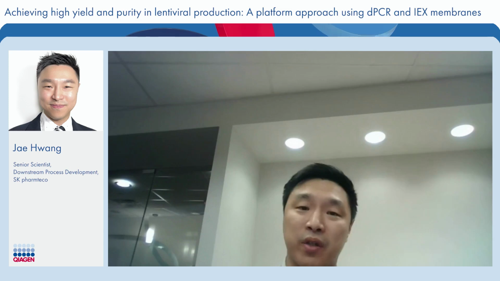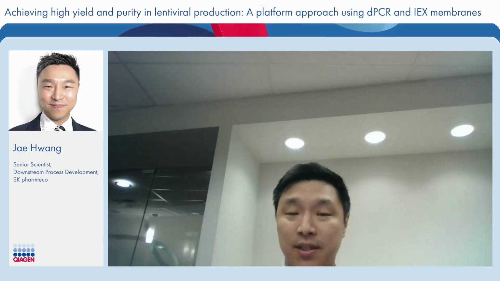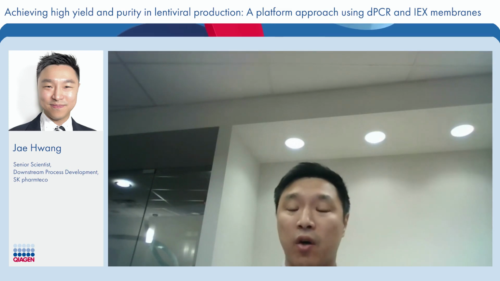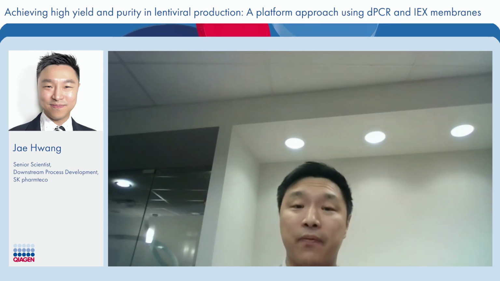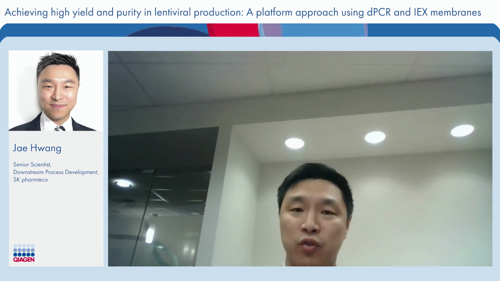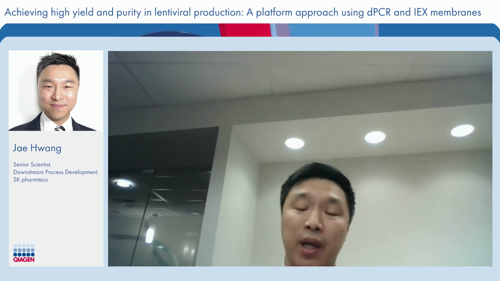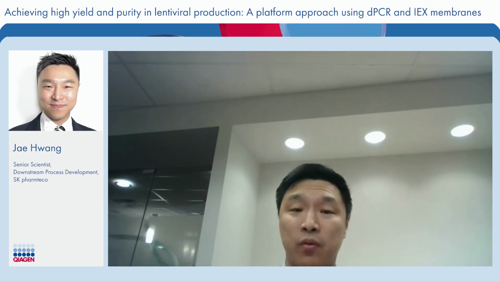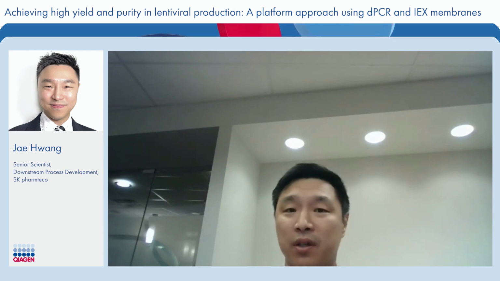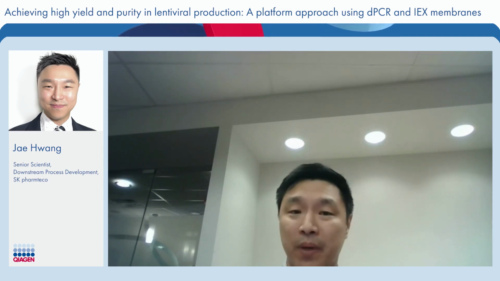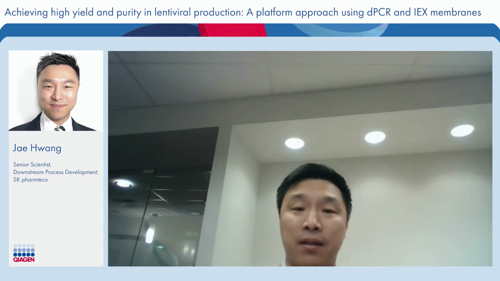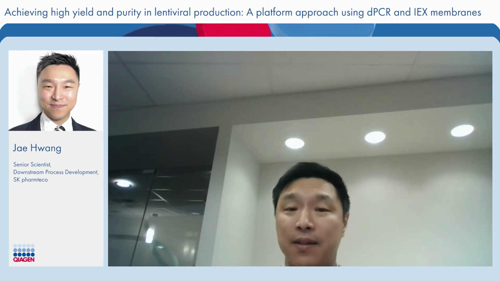So that will also increase the buffer consumption, and then that will also increase the overall cost of the capture chromatography steps. So by switching this to membrane adsorbers, we were able to load 10 times higher, maybe around 200 mL to maybe up to 400 or 500 mL of the clarified harvest per mL size of the membrane adsorbers, and then it's very cost effective.